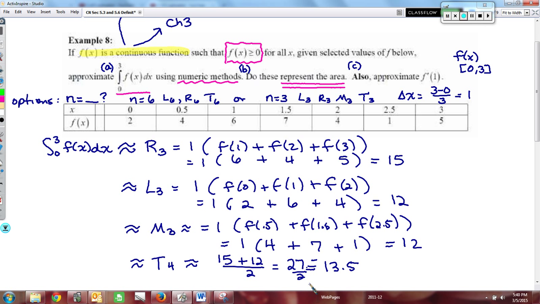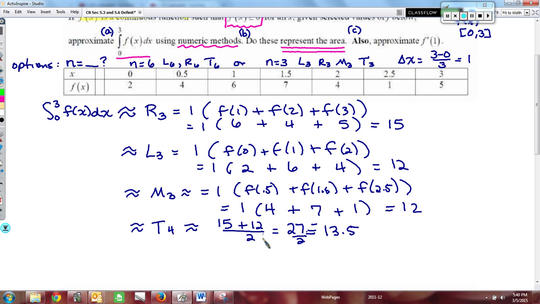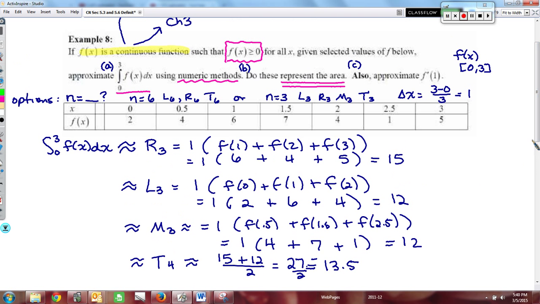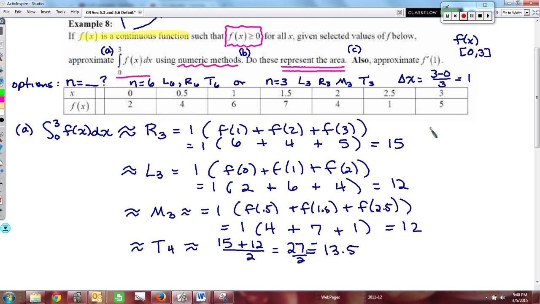Usually when you see these and they're on a non-calculator section, it ends up being something that you can plug and chug fairly quickly. Now notice they did not ask in this problem whether the left and the right were over or under estimates. And they're not asking you that because they never gave me any information about the function being increasing or decreasing. So that's pretty much it, and so we would have our approximation by one of these methods.